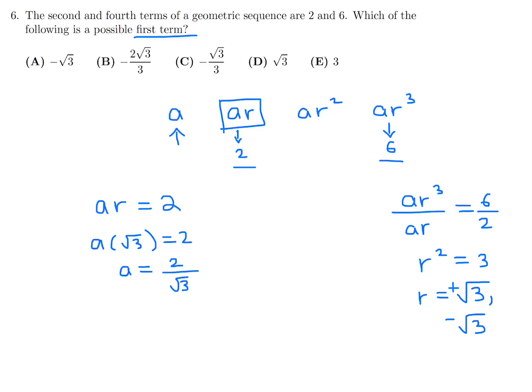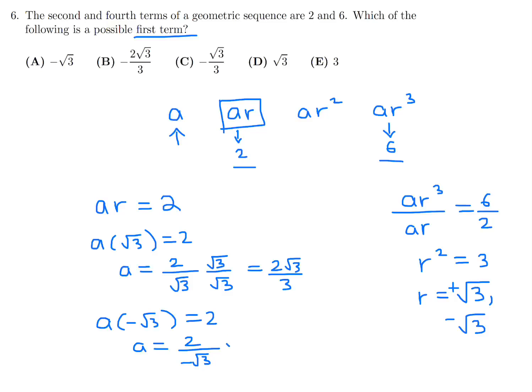Is any one of these answer choices 2 over root 3? And, well, let's rationalize the denominator first, because they always like doing that. 2 root 3 over 3. No, none of those. Okay, well, that leaves me with only one possible option, which is making R negative root 3. So negative root 3 like that. So therefore A is equal to 2 over negative root 3. Multiply top and bottom by root 3. And this gives you 2 root 3 over 3 negative. And yes, that is B. So there you have it.